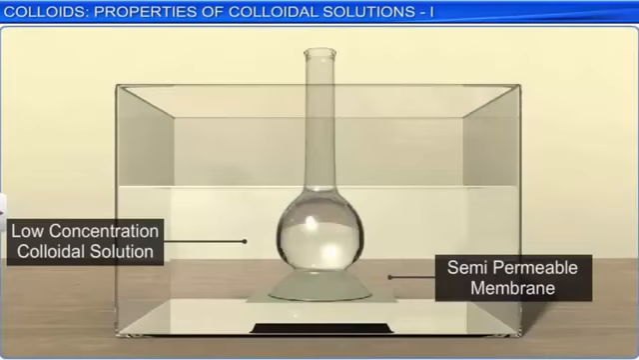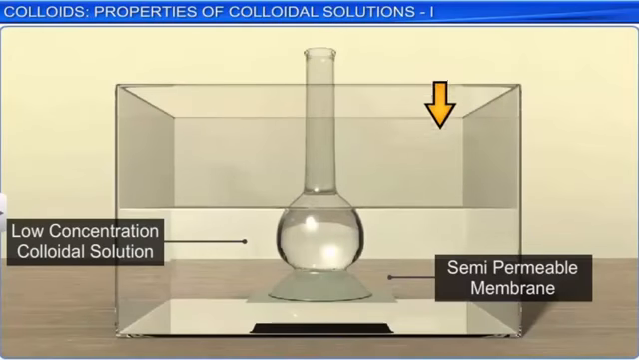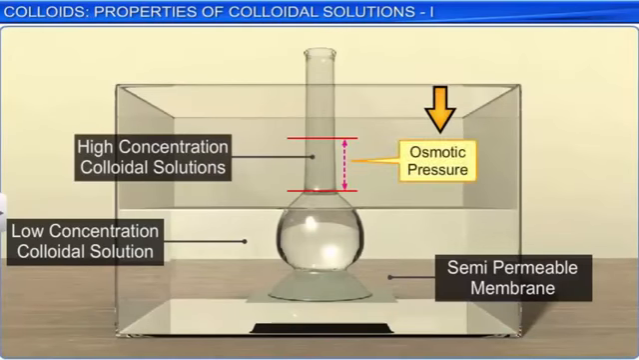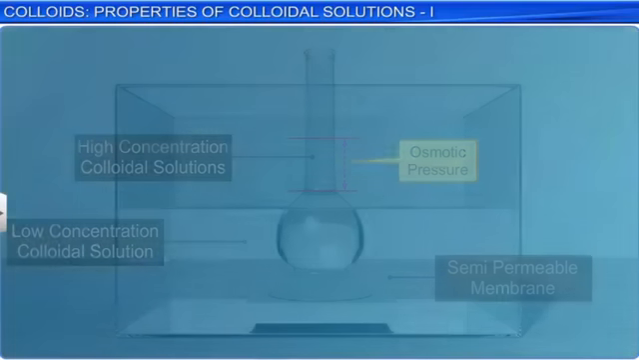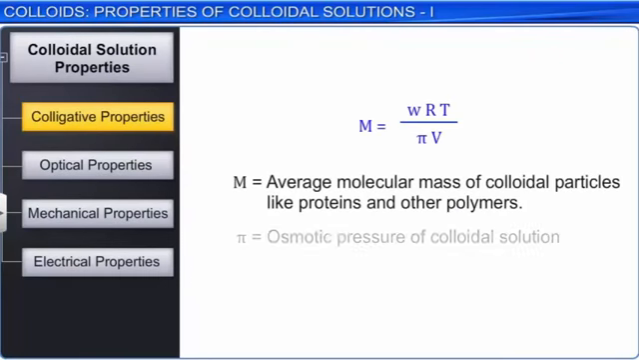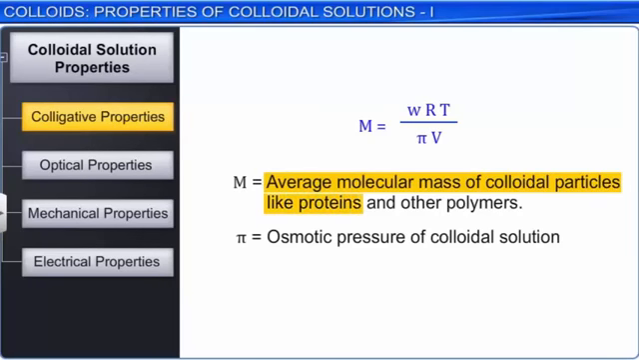However, colloids exhibit measurable osmotic pressure, which can be determined with a reasonable degree of accuracy. This property of colloidal solutions is therefore used to determine the average molecular masses of certain colloidal particles, like proteins and other polymers.